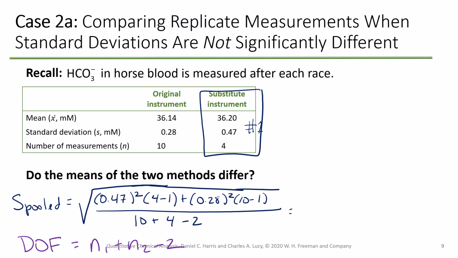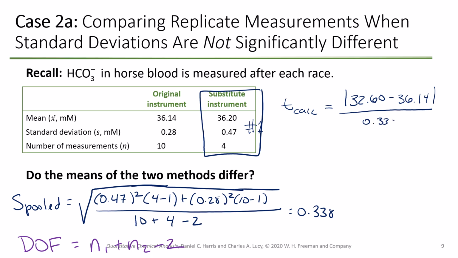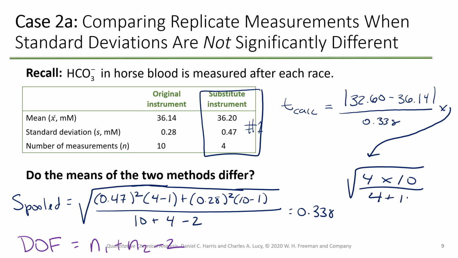So S pooled was 0.338, and now I can plug that into the t-calc. And it's multiplied by the square root of N1 times N2 divided by N1 plus N2. Sorry, I ran out of space, so I'm just going to move this down here. And I find my t-calc equal to 0.3, a very, very small number.